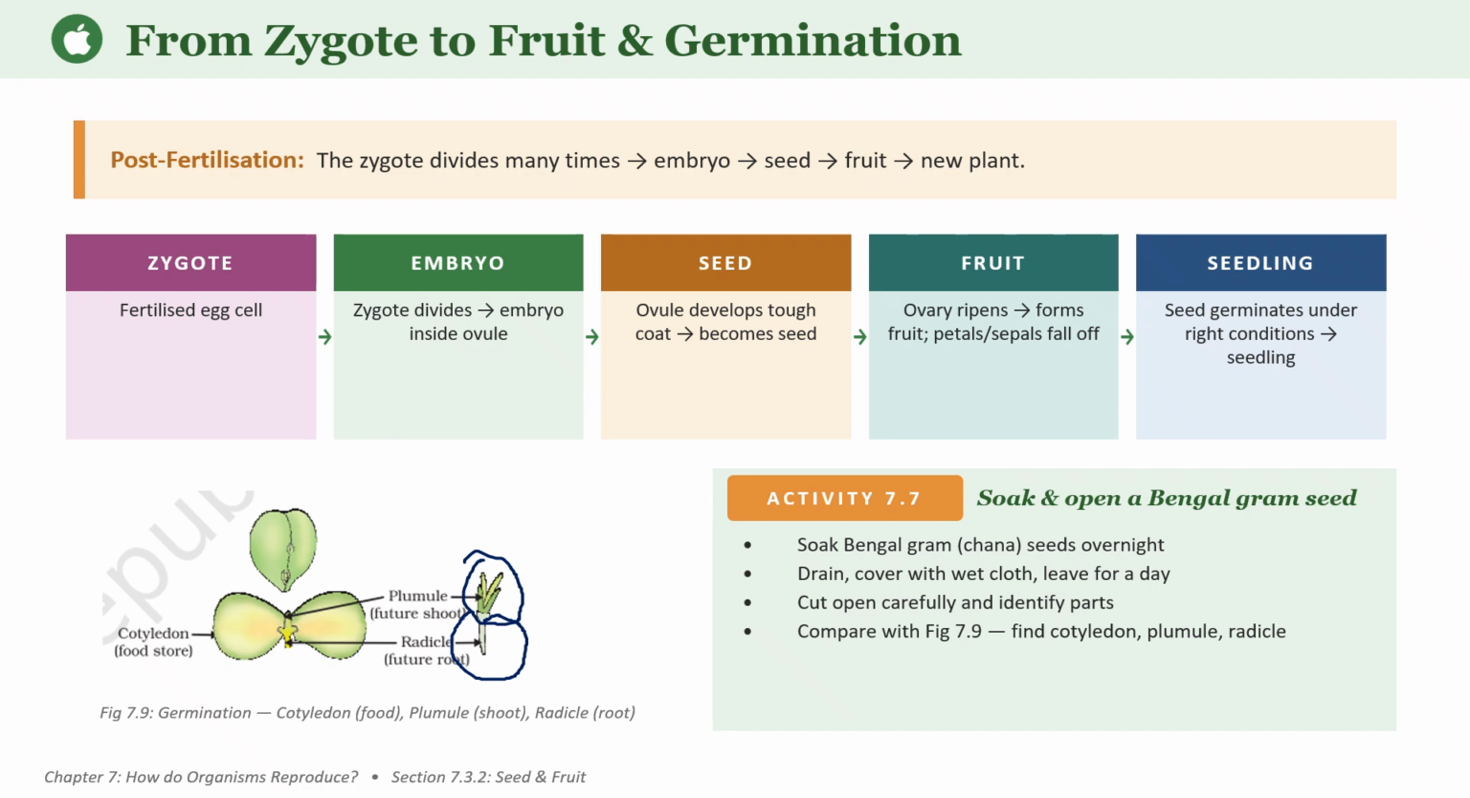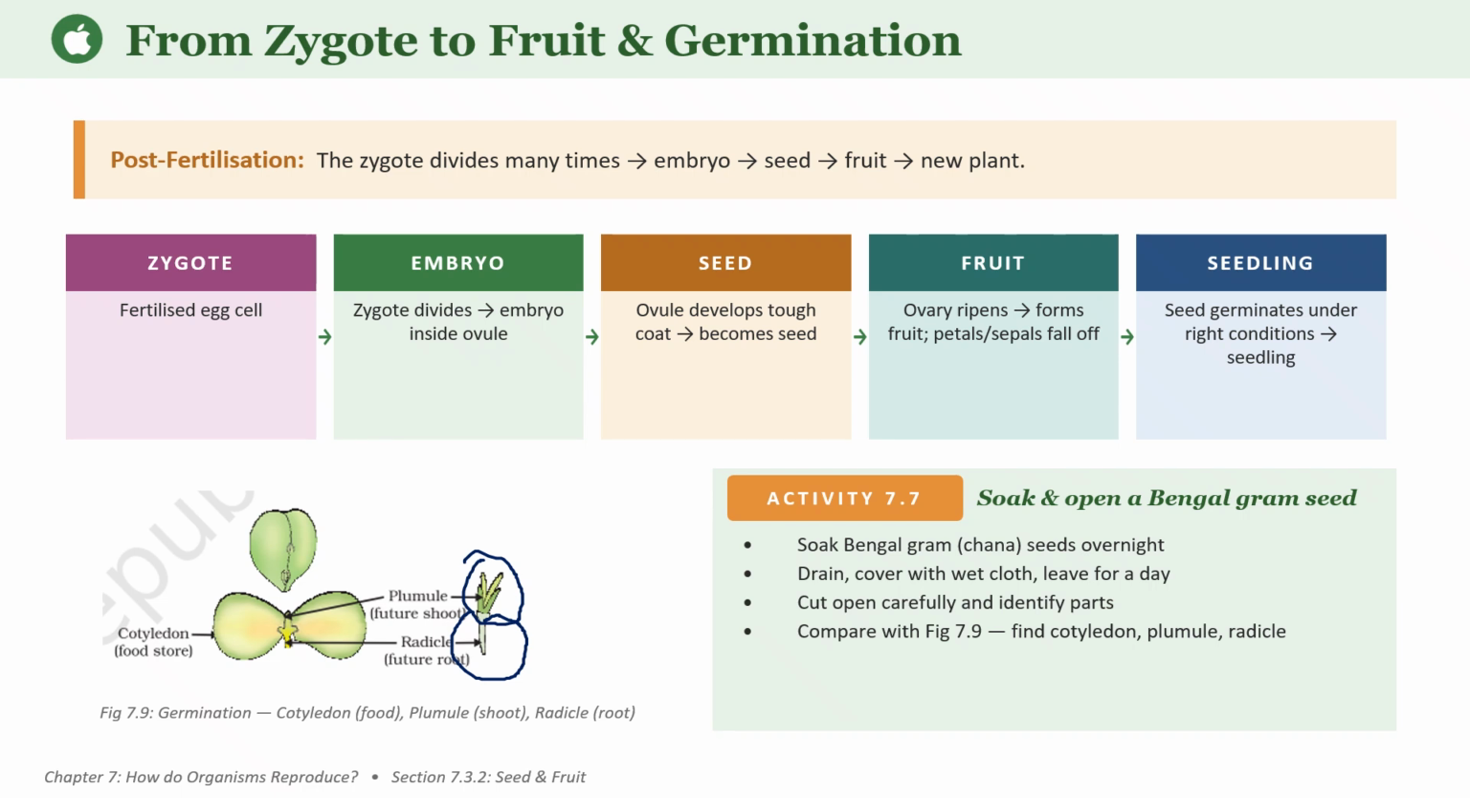So the last part is germination. What happens in germination? It is the process by which a seed grows into a new plant. It requires some conditions: water, oxygen, and suitable temperature. Yes, it requires all of these.